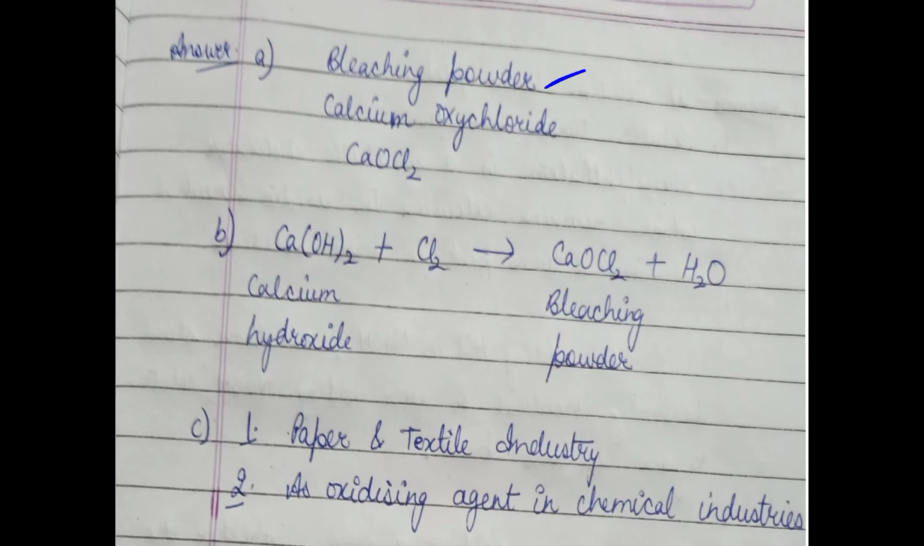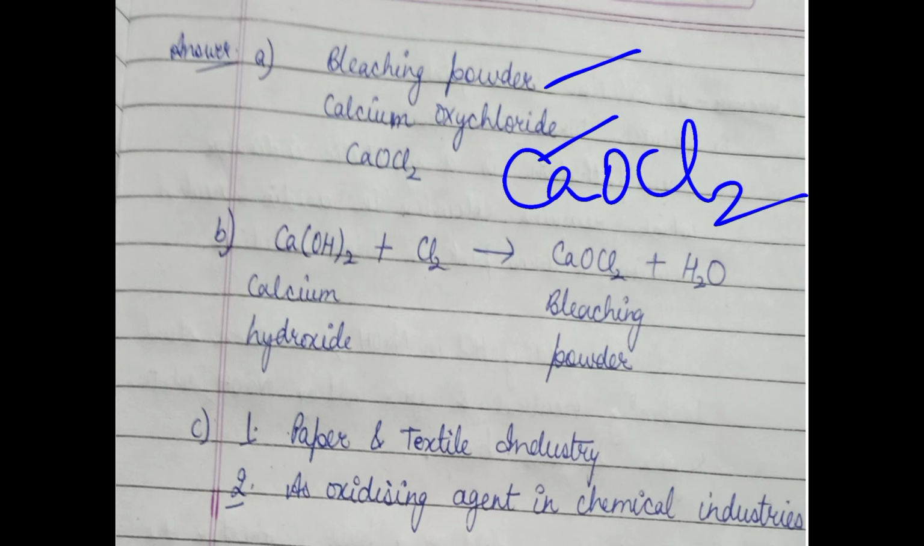So the compound is bleaching powder, its general name. Its chemical name is calcium oxychloride, and its chemical formula is CaOCl2. How is it prepared? Calcium hydroxide reacts with chlorine to form bleaching powder and water. Two more uses are in the paper and textile industry, and as an oxidizing agent in chemical industries.